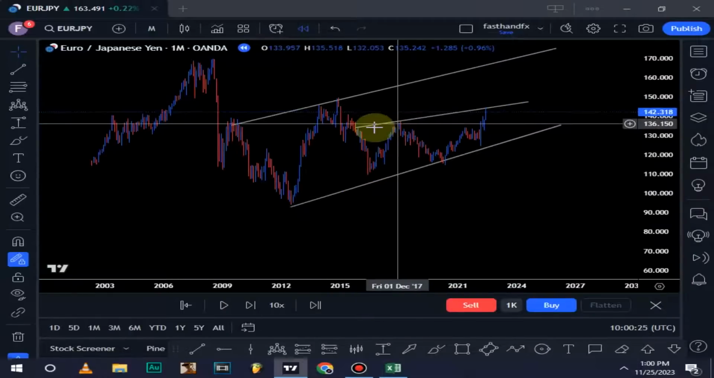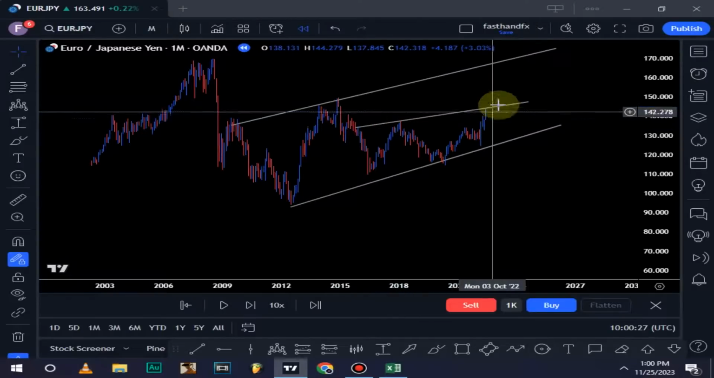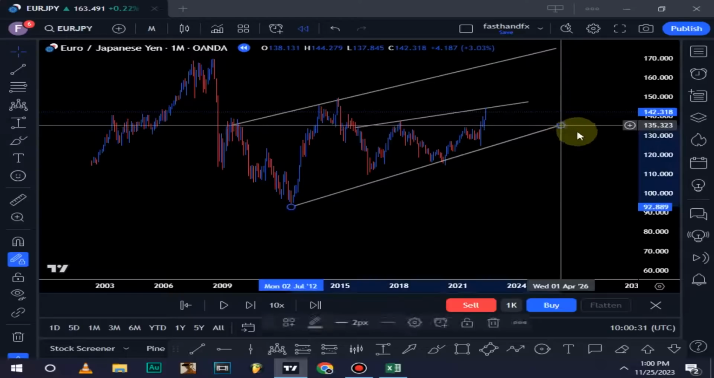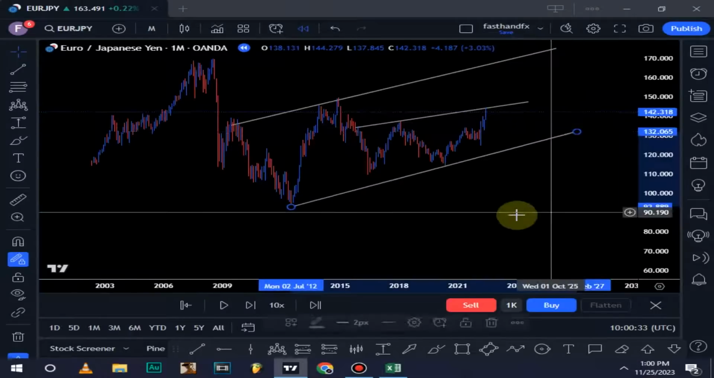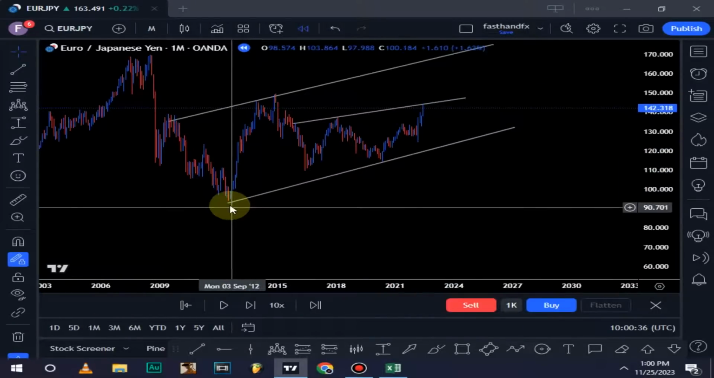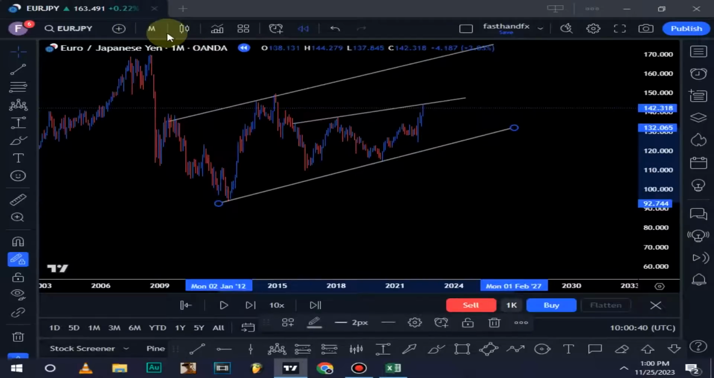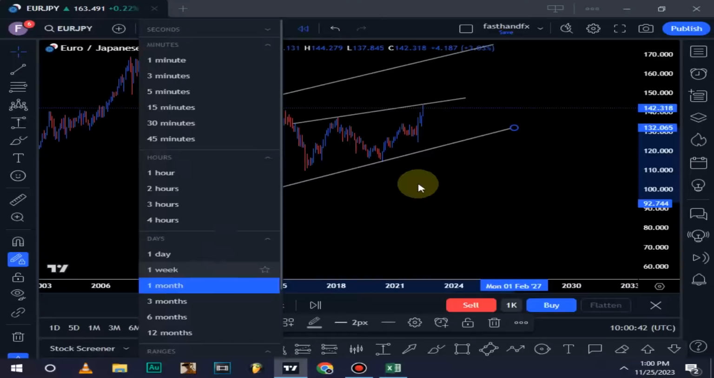So we had our first, second, third. All right, first, second, third. So let's see if the market gave us those touches, third touches. Then now let's see what the market is trying to do. But then that's the monthly. So let's go to the weekly now.